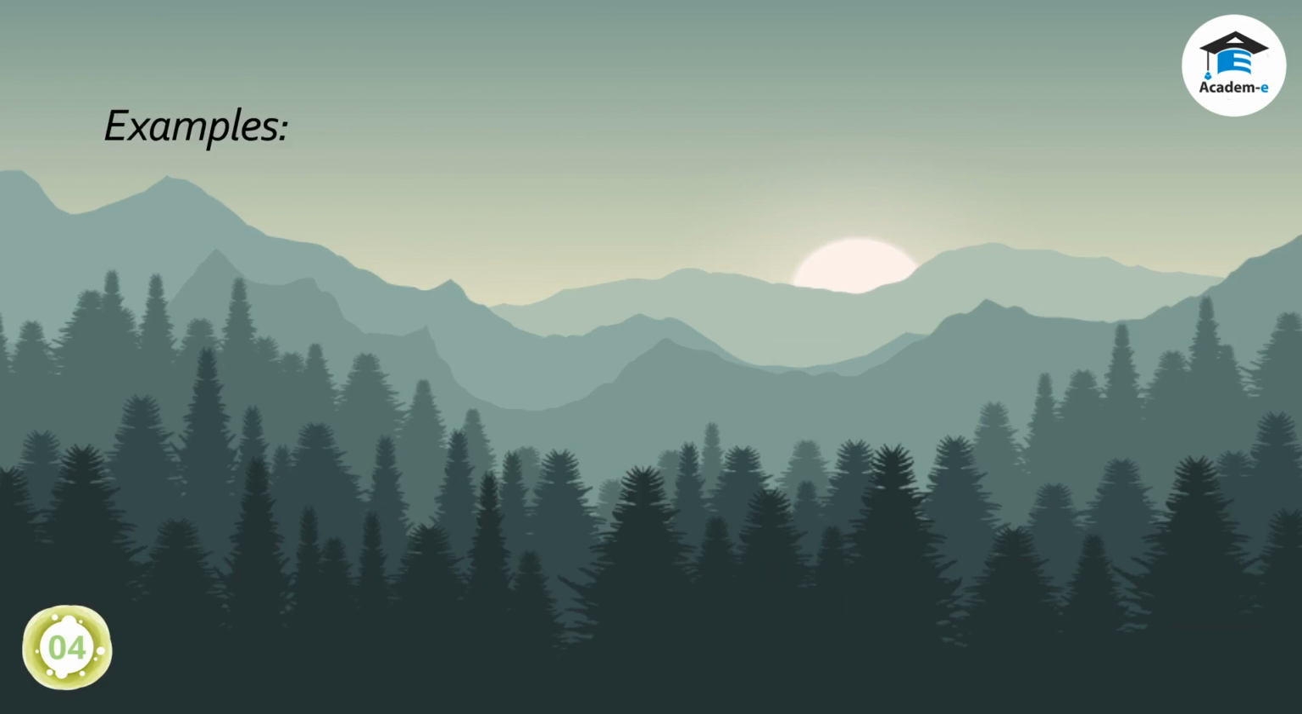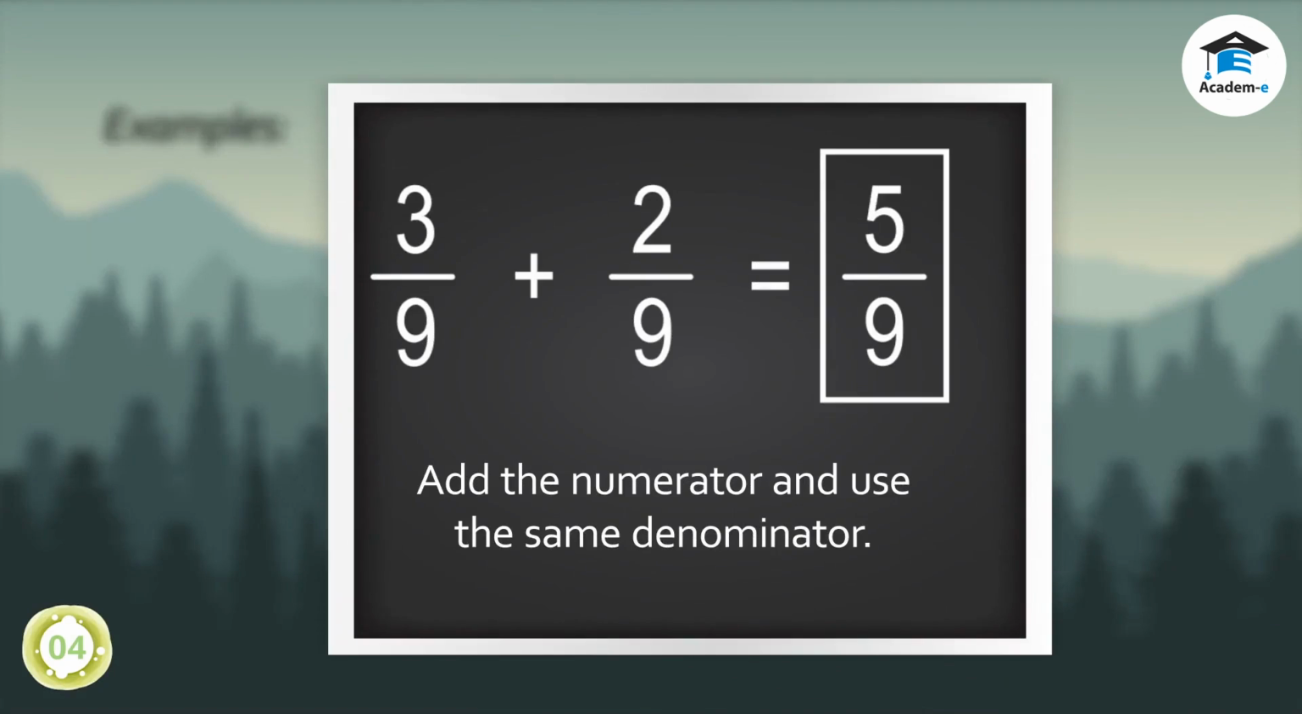Here are some examples. We have 3/9 plus 2/9. Add the numerators and use the same denominator. 3 plus 2 is equal to 5, and write the same denominator, which is 9.